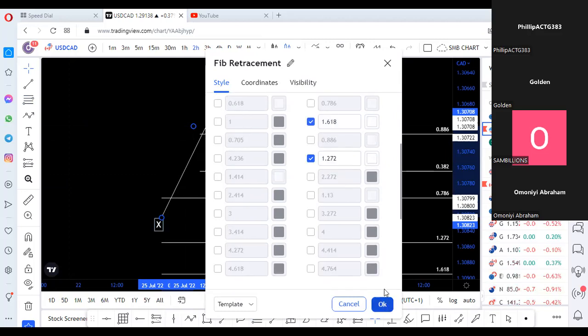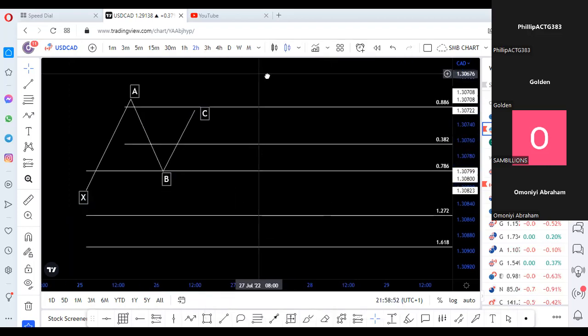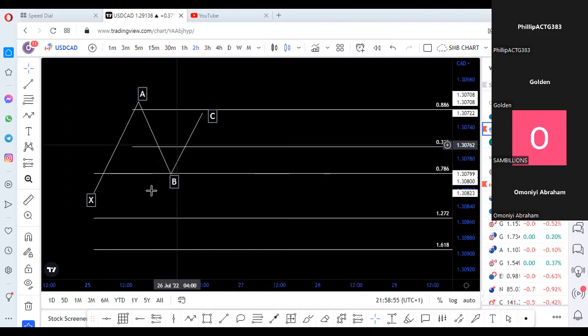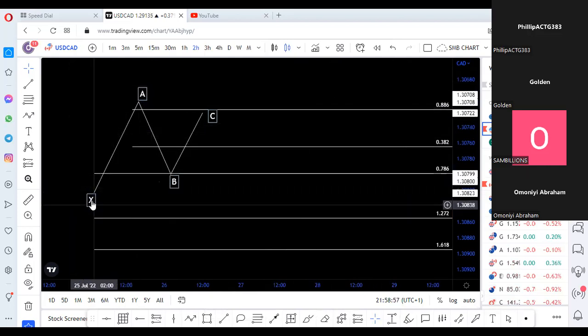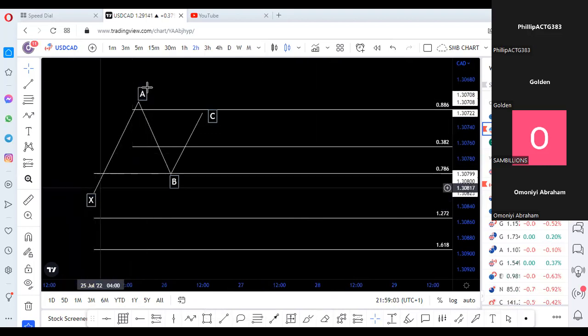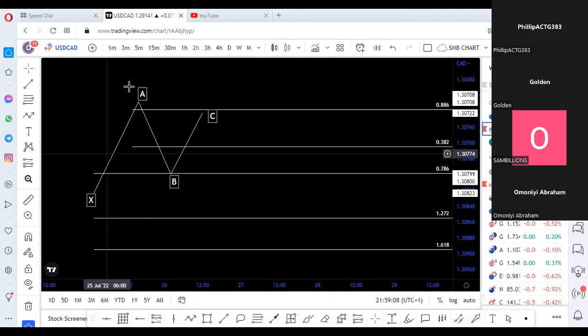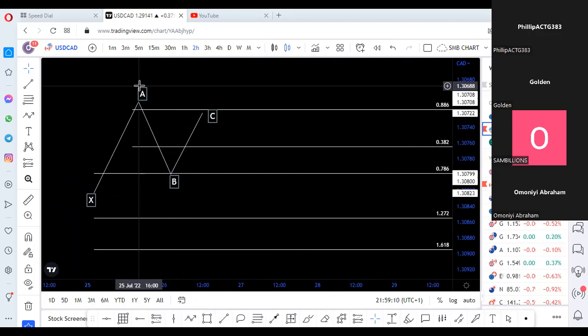I'll repeat myself. Now, I said the first thing is get your X to A. X to A is the first point. If you understand, David, drop it. The first point is X to A. If you can hear me.